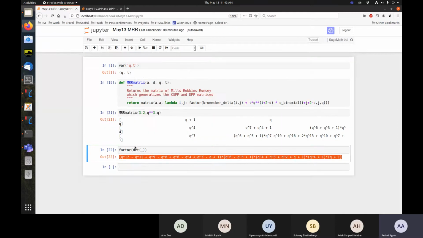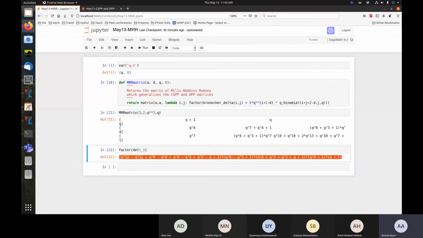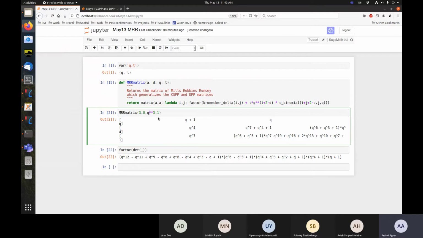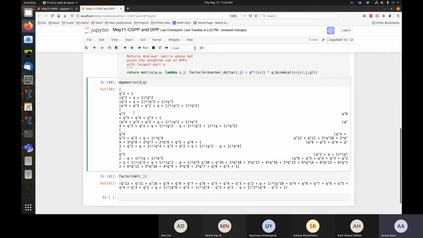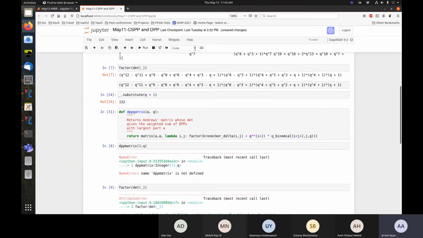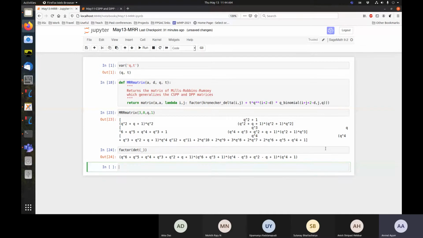And the second case is, if I take t equal to 1 and d equal to 0, you get TPPs. So both of these are special cases. Let me show you that. I take t equal to 1 and d equals 0, and q is q. Then I get this using partitions. Here, let's evaluate, I should define this. And you see it's the same. Okay, so those two are special cases of this matrix.